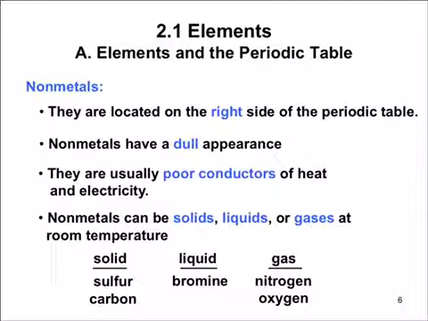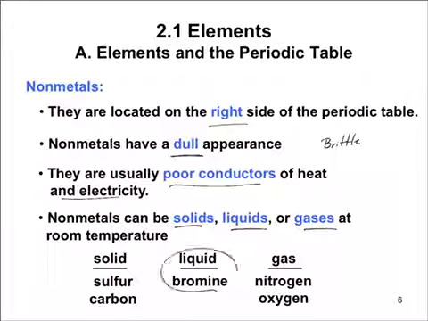Nonmetals are the opposite of metals. These are on the right side of the periodic table, and they are dull. They are not shiny. If you hit solid nonmetals with a hammer, they're going to break. These are what we call brittle. They are poor conductors of heat and electricity. And nonmetals can be solids, liquids, or gases at room temperature. Now, there's only one liquid nonmetal, and that is bromine.